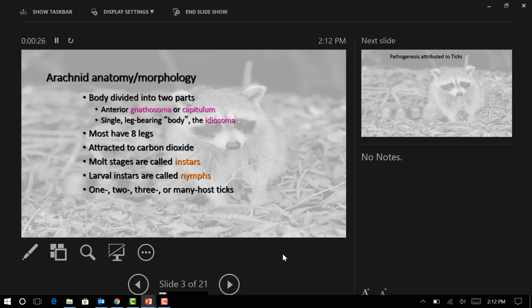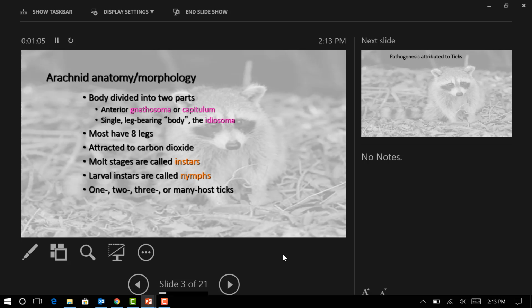So the body is divided into two parts. In crustaceans, we call those two parts the cephalothorax and the abdomen. In arachnids, we call those oftentimes the gnathosoma and the idiosoma, or sometimes you'll see the prosoma and the abdomen. There are a number of different names for that, but I like the gnathosoma, which means jawed section, and then the idiosoma, which means body section. Most arachnids have 8 legs, and you can see that some are modified from that plan.